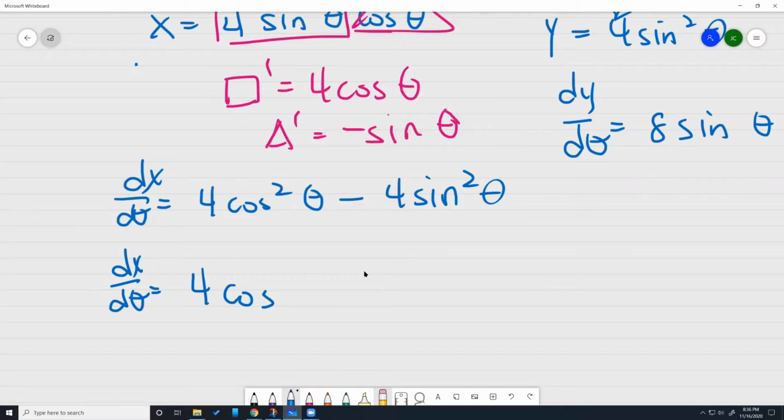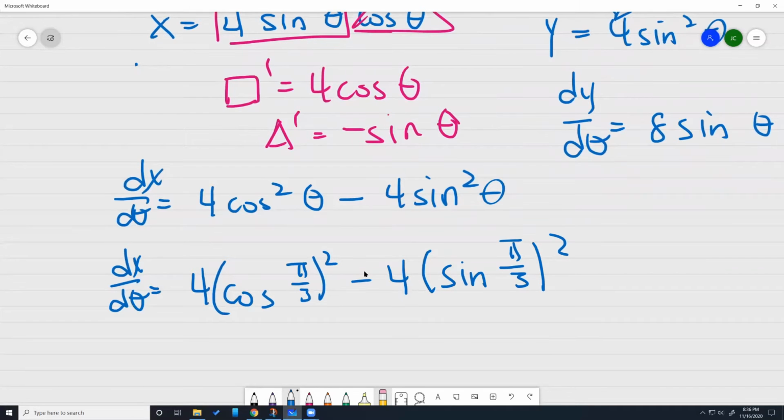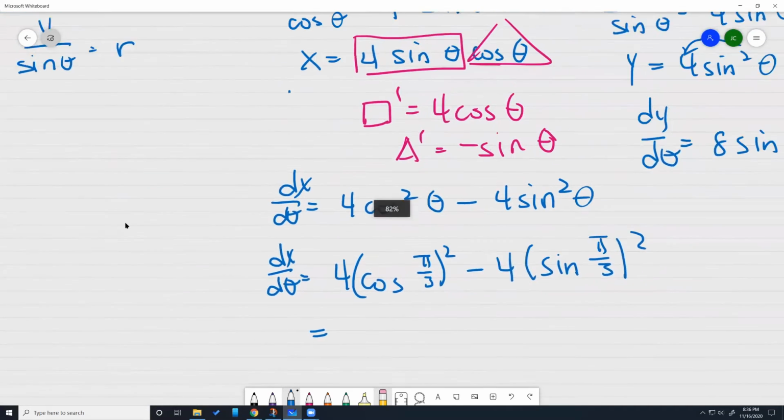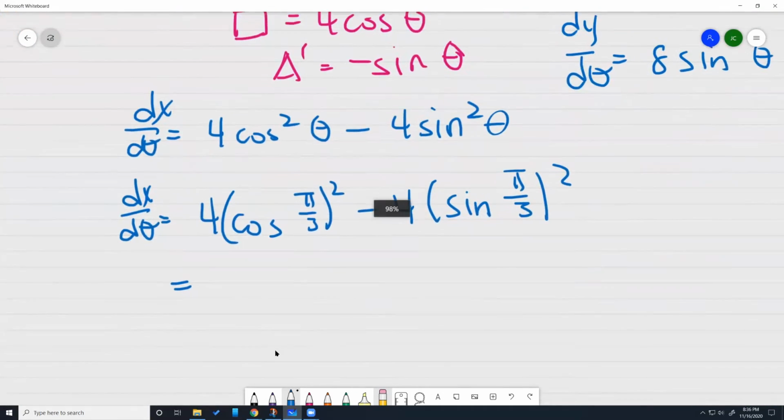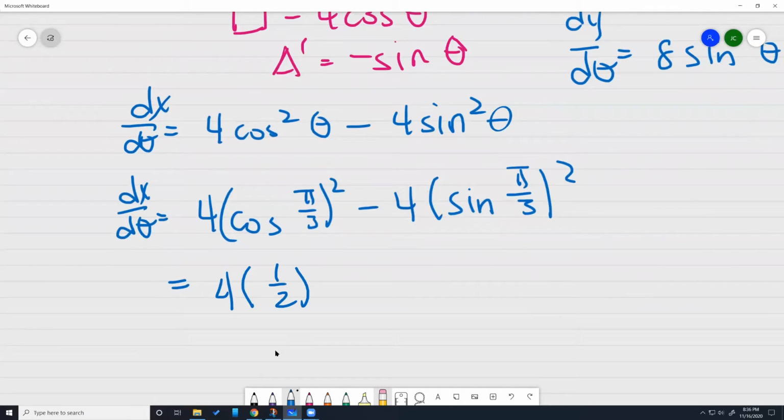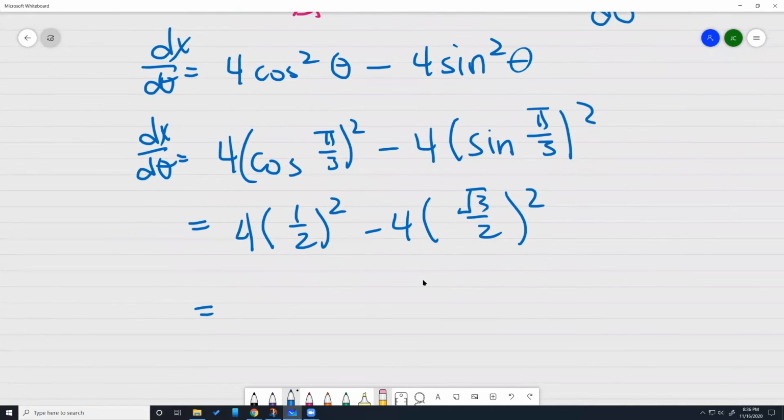4 cosine pi over 3 squared minus 4 sine pi over 3 squared. Cosine pi over 3 will be 1/2, sine pi over 3 is root 3 over 2, squared. That gives 4 times 1/4 is 1, and 4 times 3/4 is 3, so this will be 1 minus 3, which is negative 2.